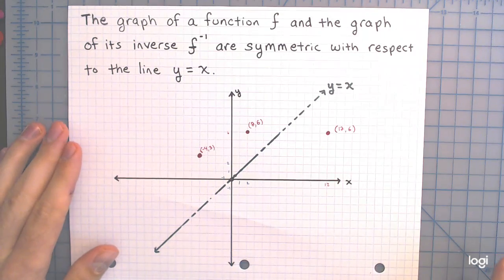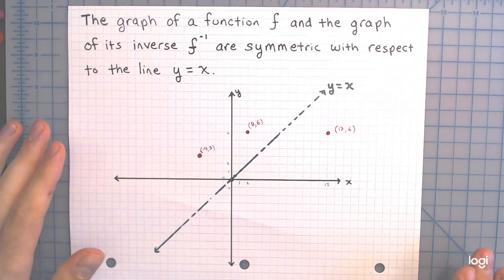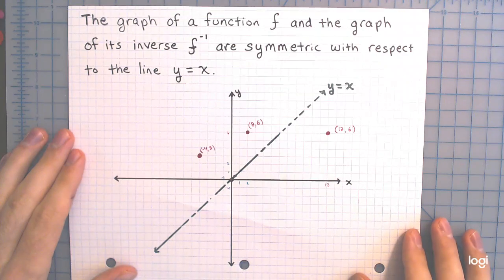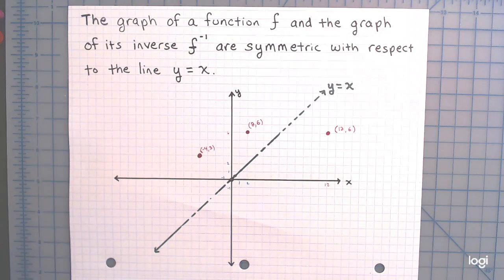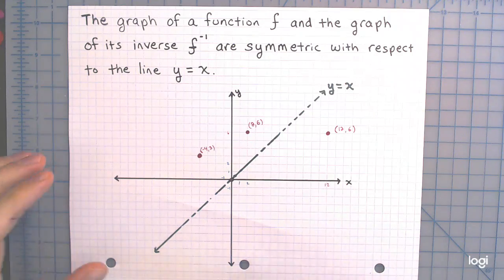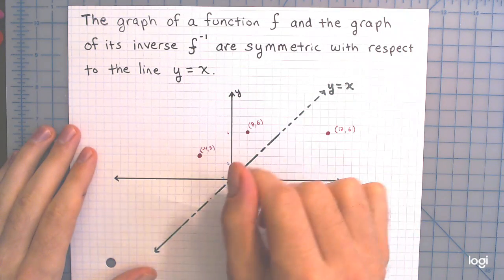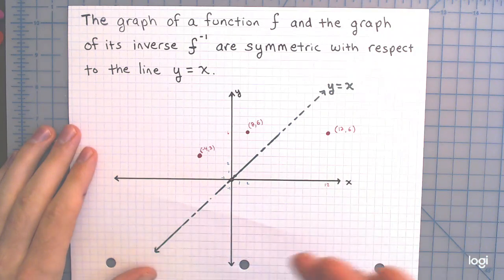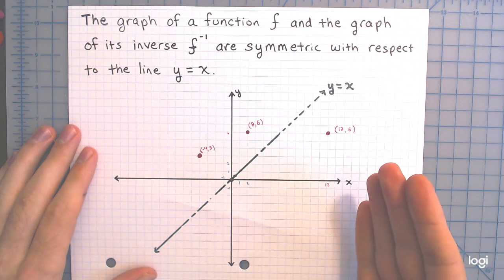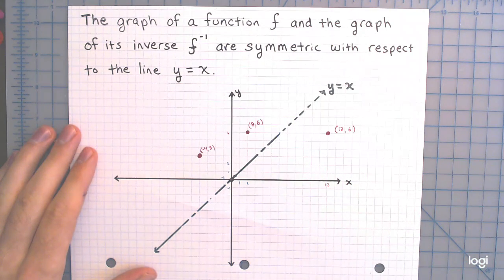And then I'm just going to show you a few examples with a couple of points, what happens when I draw the inverse of those points. Remember what happens to an ordered pair in a function when you take the inverse? The coordinates switch. Values in the domain become values in the range. X values become y values, and vice versa. Values in the range become values in the domain, or y coordinates become x coordinates in the inverse.